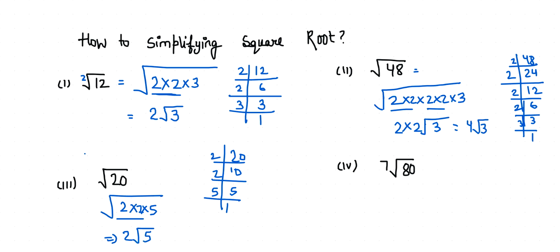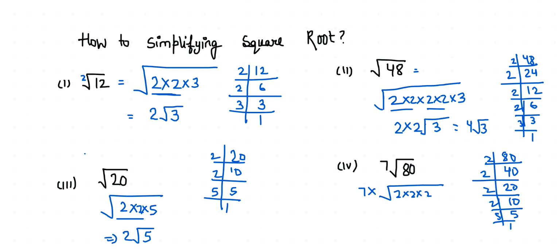Now 7 times square root 80. 80 will divide by 2, 40 will again divide by 2, then 20, 10, 5 and 1. So under the square root, 2 times 2 times 2 times 2 times 5. So for 7 times, we will take pairs of 2, we will take 2 times 2 root 5. 7 times 2 is 14, 14 times 2 is 28. So it is 28 root 5.